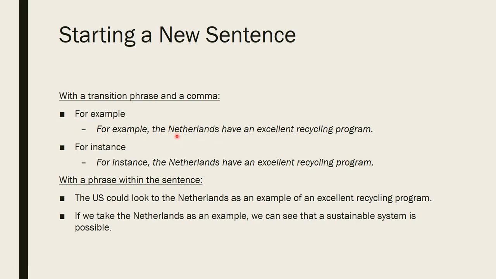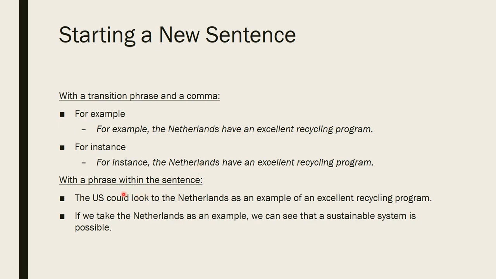"For example, the Netherlands have." The Netherlands is the subject of the sentence, and "have" is the verb of the sentence. Therefore, you have a complete sentence here. And the same in the next one. The Netherlands is the subject, and "have" is the predicate. So a transition phrase and a comma is used with a complete sentence when the complete sentence is an example.